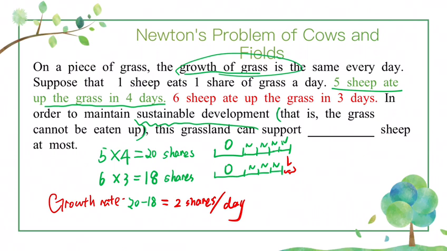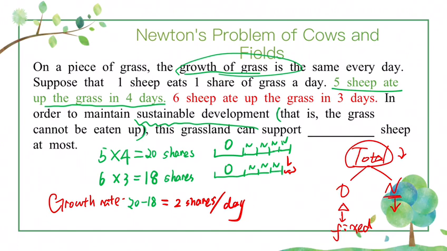Someone will ask, oh, Caroline, how should we do next? Okay, now we know the total grass include the original grass and the new grass. You need to maintain the sustainable development. You cannot make the total grass decrease. So original grass is fixed, right? It's fixed. And the new grass will be 2 shears per day. If you want to make sure that the total pasture cannot be eaten up, then it means we only can eat the new grass, right?